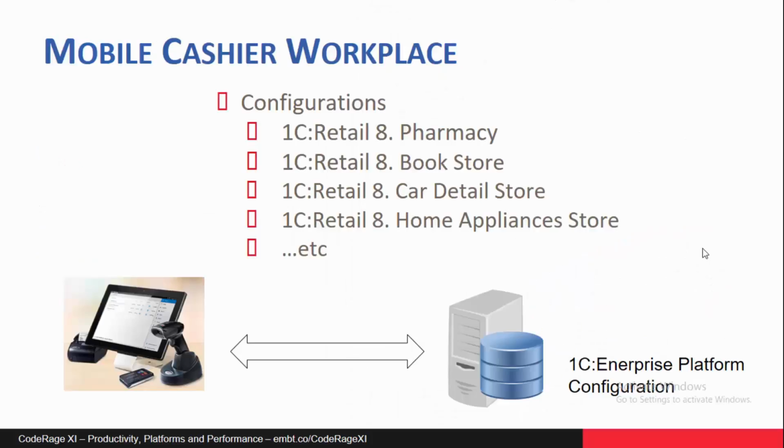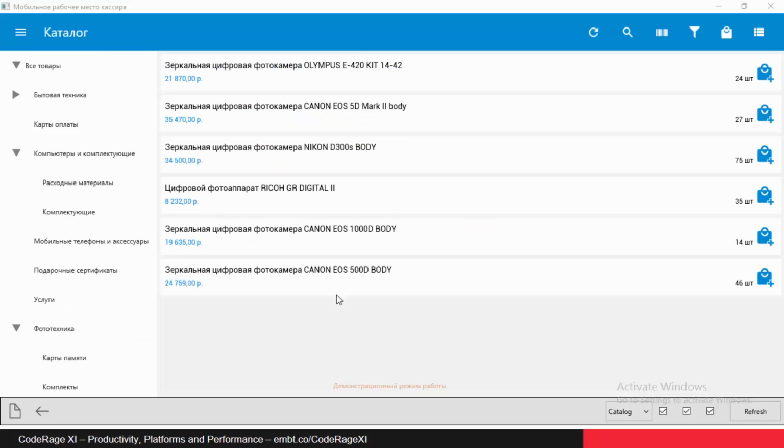And once again, as we are not using some rigid server side, this is a universal enterprise platform which is then configured for different purposes. So this CASHIER workplace can be used for a pharmacy, for a bookstore, for a car detail store, for a home appliance store, for a jewelry store, etc. So these mobile solutions are really universal.